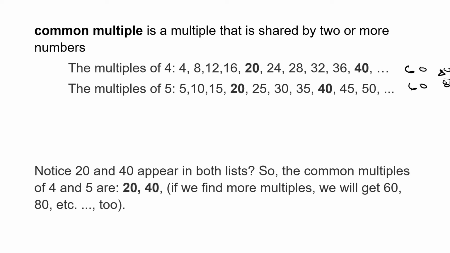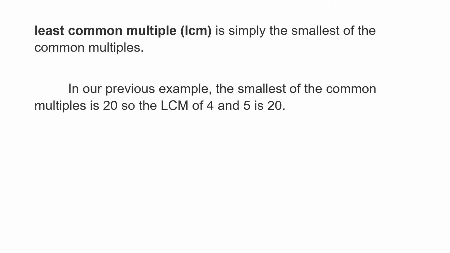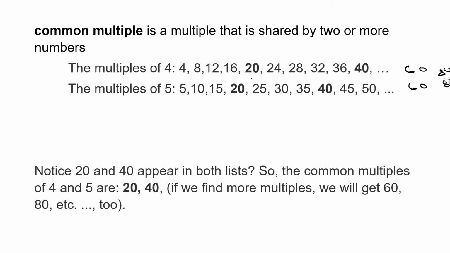So instead of going greatest, we're going to look for the smallest common multiple, or in this case, the least common multiple. Again, least or smallest, they're basically the same thing. You can find any synonym for the word least. So again, it's the smallest of the common multiples. In the previous example, which one is your least common multiple? Is 80 your least common multiple? No, it's 20. It's the smallest one, the first one that appears.